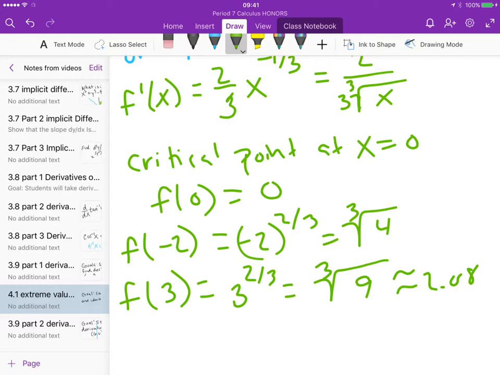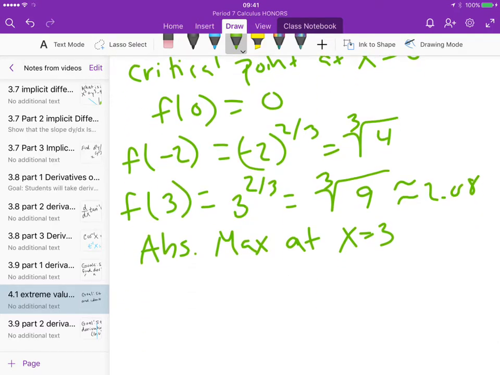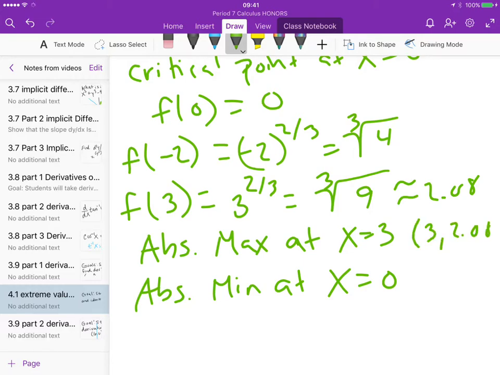So the general statement when this is all said and done, answering the question, is that from the list of values we've got here, we have the absolute max at x equals 3. And then we have the absolute minimum at x equals 0, because we had that critical point at x equals 0, and it occurs when the y value is 0. So the points here will be at (3, 2.08) and here at (0, 0).